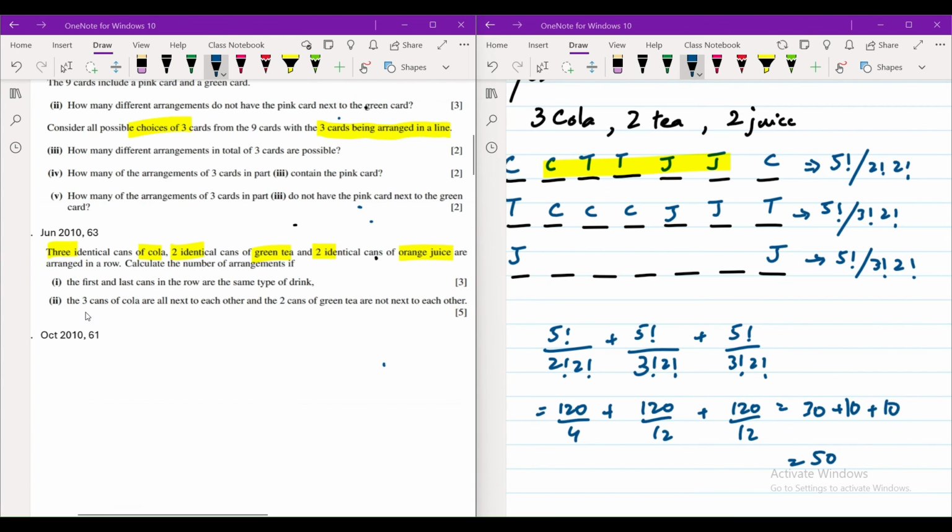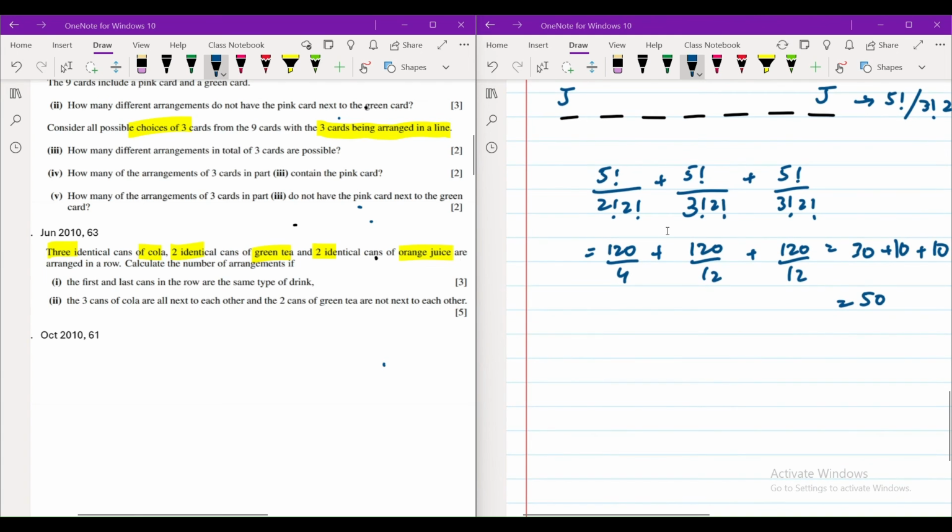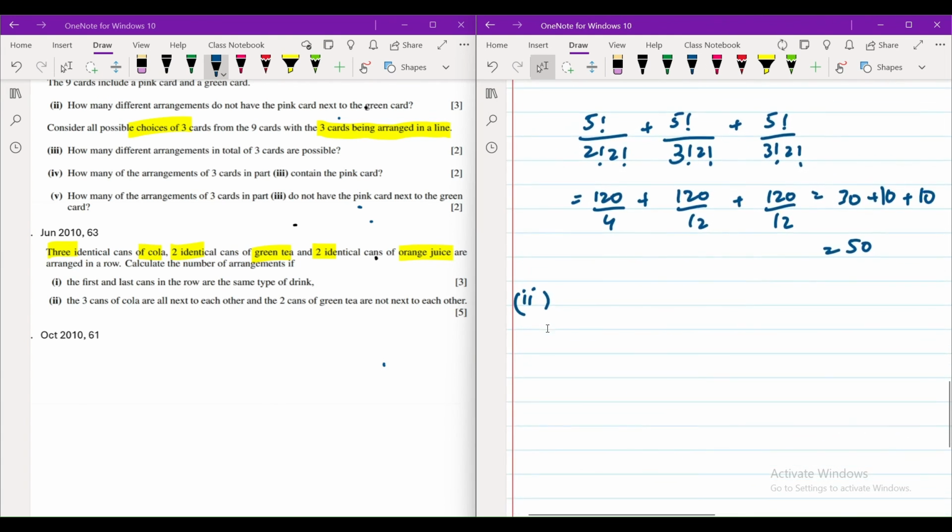Right. Part 2. The 3 cans of cola are all next to each other, and the 2 cans of green tea are not next to each other. Okay. So part 2. Now we have 7 slots again, 1, 2, 3, 4, 5, 6, 7. The colas are all next to each other, 1, 2, 3 colas next to each other. And the 2 cans of green tea are not next to each other.